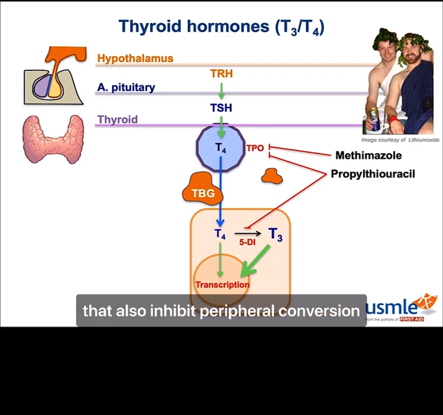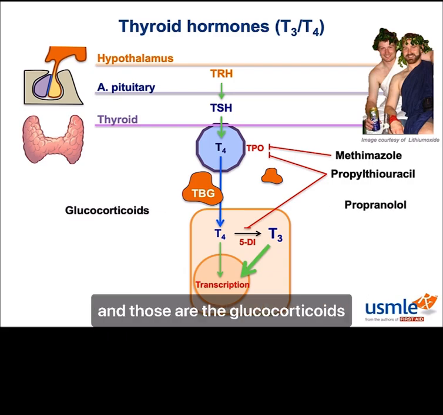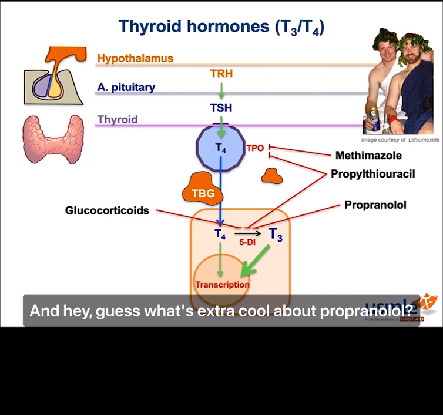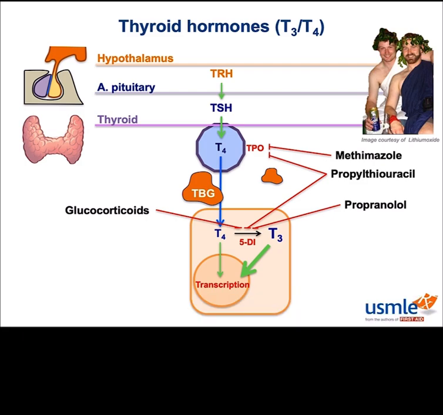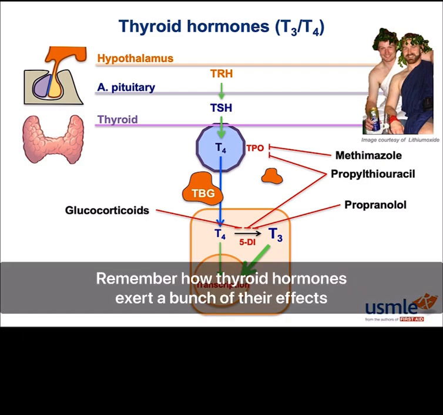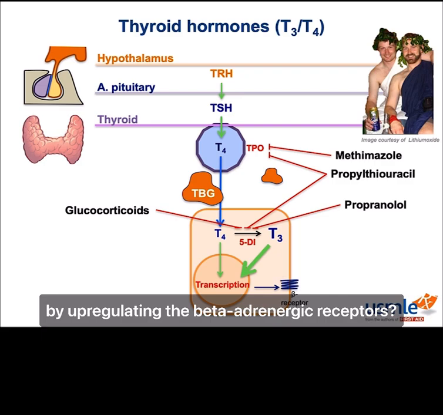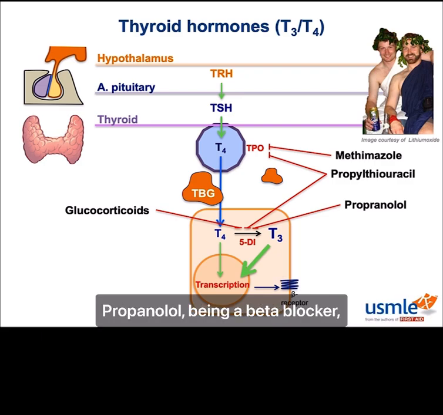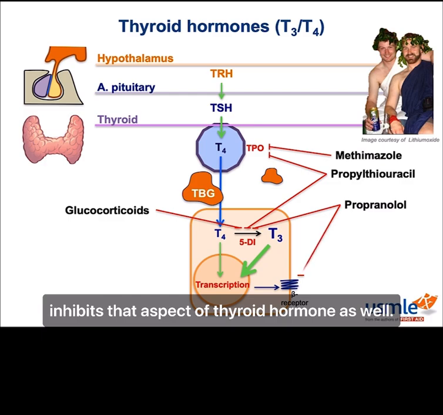There's two other drugs that also inhibit peripheral conversion, and those are the glucocorticoids and the beta blocker propranolol. And hey, guess what's extra cool about propranolol? Remember how thyroid hormones exert a bunch of their effects by upregulating the beta adrenergic receptors? Well, propranolol, being a beta blocker, inhibits that aspect of thyroid hormone as well.